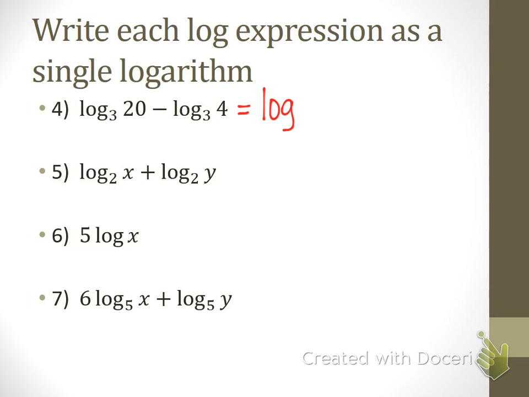So what's my base going to be? 3. The base does not change. And if I'm using the quotient property, I'm going to take what divided by what? 20 divided by 4. Now I know many of you know what that is just by looking at it. I would recommend writing that step initially so that when you look back at it, you know what you did to get to your answer. But 20 divided by 4 is 5.